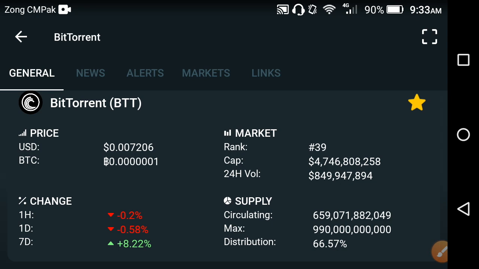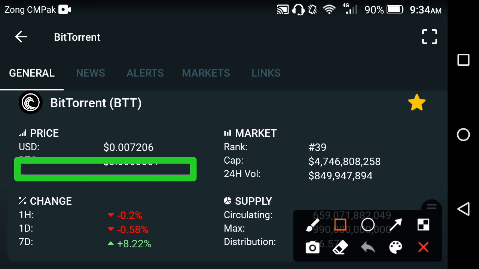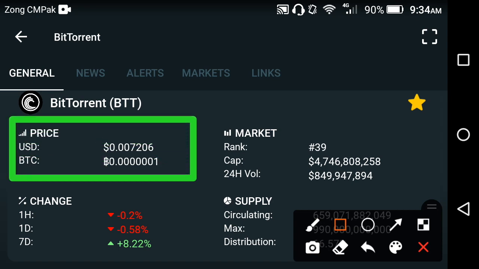Now let's start the video, friends. First of all, we talk about the Bittorrent price prediction at this time. The current price of Bittorrent token, as you can see now on the screen, 0.007206 USD is the current price of Bittorrent token, friends.